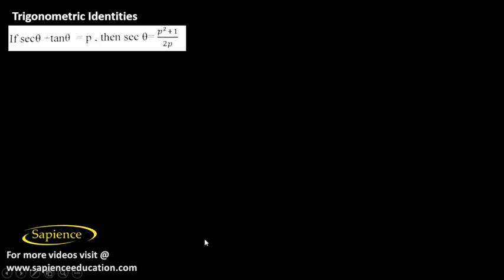If secant theta plus tan theta is equal to p, then prove that secant theta is equal to (p square plus 1) divided by 2p. So this identity we will try to solve from the right hand side because we have the value for p.